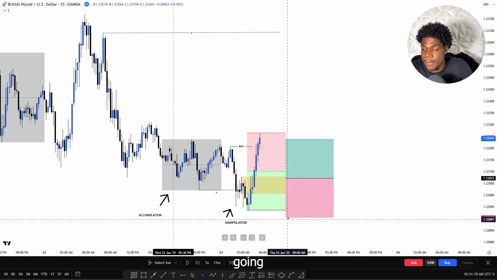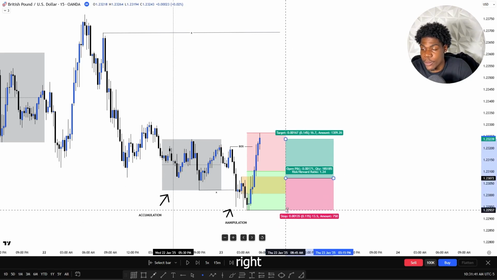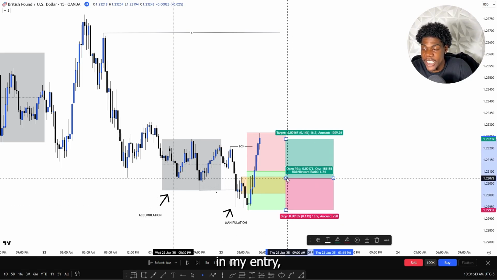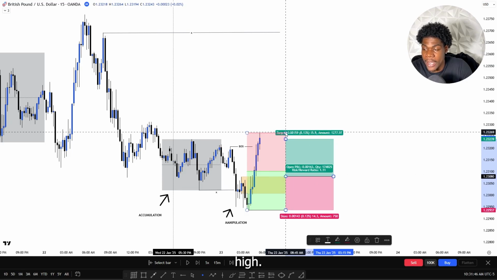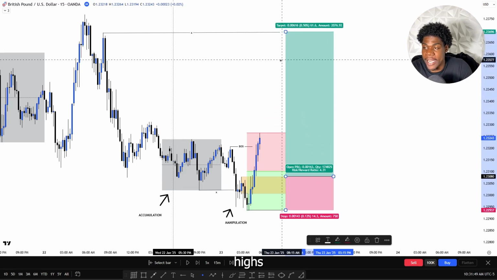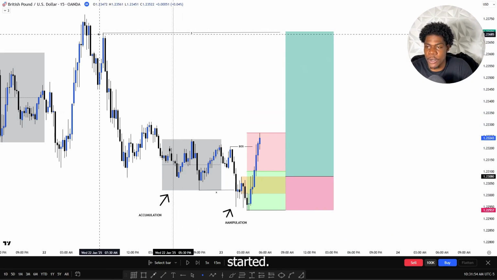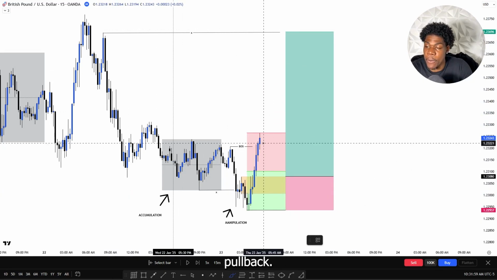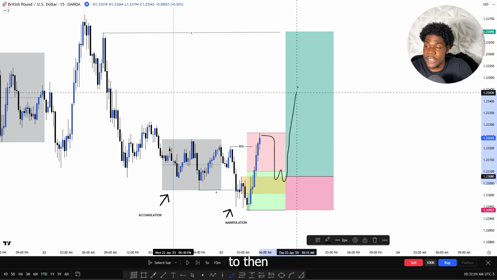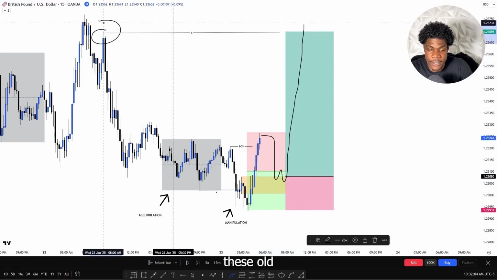As you can see, I'm just gonna place my trade, my stop loss right at these old lows, and my entry right at the breaker block high. And I'm targeting prior highs right here, opposing sides of liquidity. This is where this downtrend started. So I'm looking for price to give me a pullback, mitigate this breaker, to then extend higher to come and clear these old highs right here.